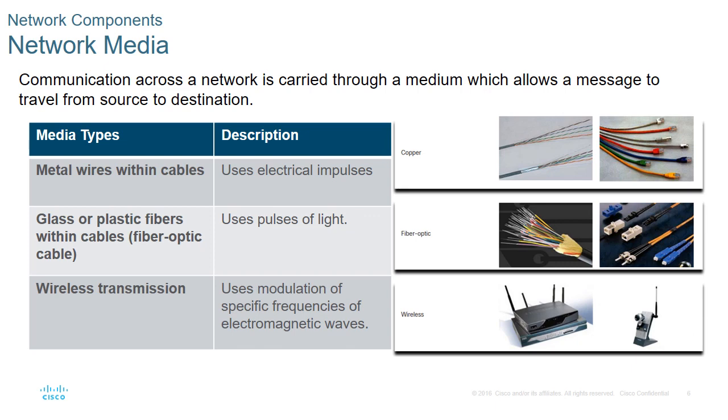Finally, wireless transmission. Metallic cables and fiber optic cables are used in wired networks. In a wireless network, we use wireless transmission media. This wireless transmission media uses the modulation of specific frequencies onto electromagnetic waves. It converts the data signals into specific electromagnetic waves or signals, which then get transmitted in the medium.